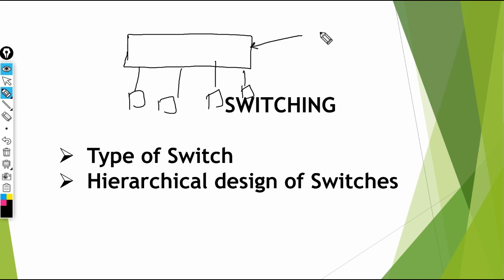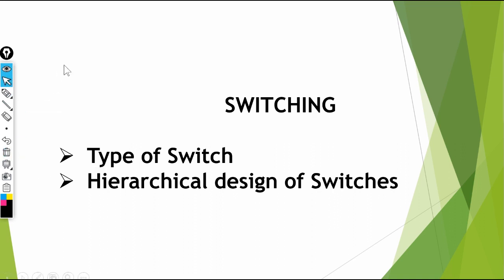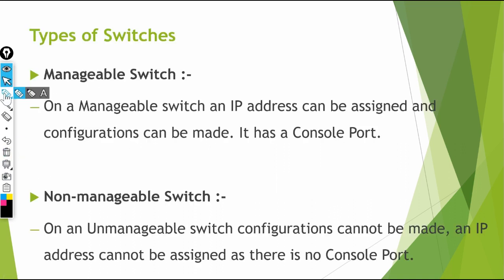The point is, switches come in two types. Some switches are manageable and some are unmanageable. So that's what we are going to discuss in the types of switches in the Cisco series. There are two types of switches: the manageable switch and the non-manageable, or unmanageable, switch.